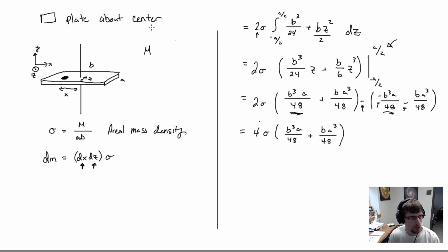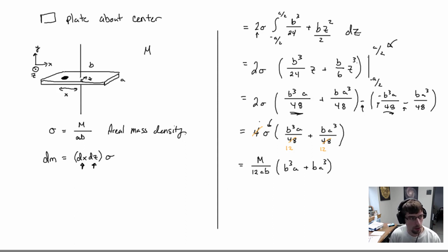And we're in the home stretch. You say, oh, goody, goody. The 4 cancels the 48. This becomes 12 for each of these. So we can pull that out. And here I'm going to substitute back in what sigma represents. So I get m over 12 ab times b cubed a plus b a cubed.